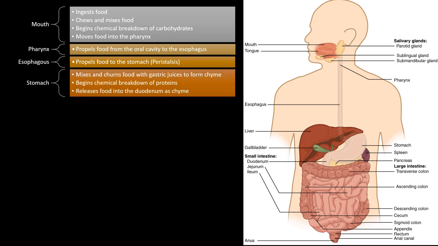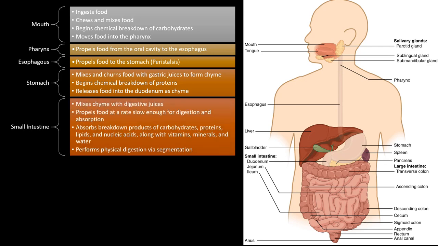In the stomach, the food is mixed with the gastric juice to form chyme, and it begins the chemical breakdown of the proteins. It is the first place where protein digestion begins, and the acidic chyme is then released into the duodenum. The small intestine mixes the chyme with the digestive juices.